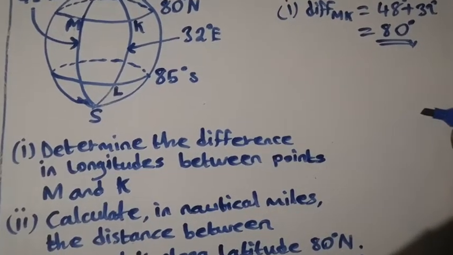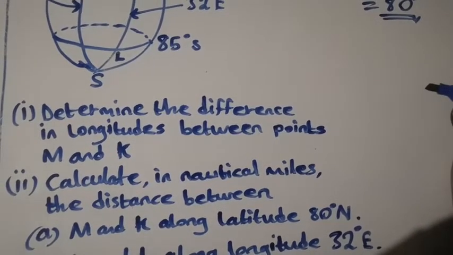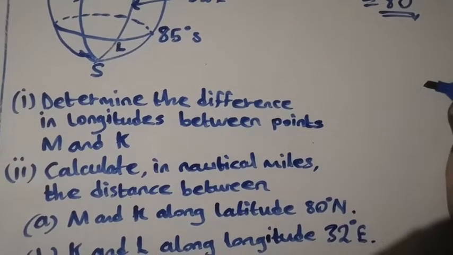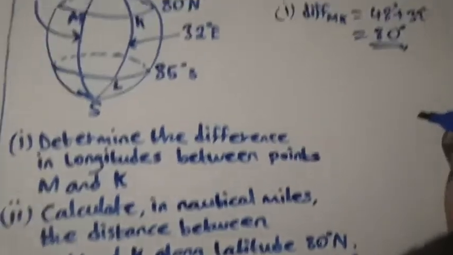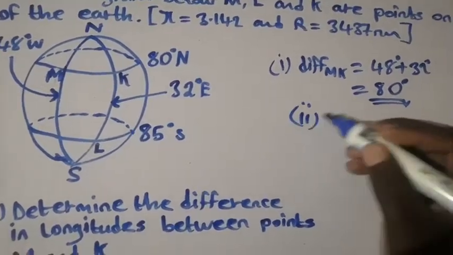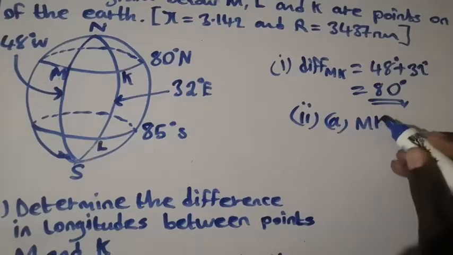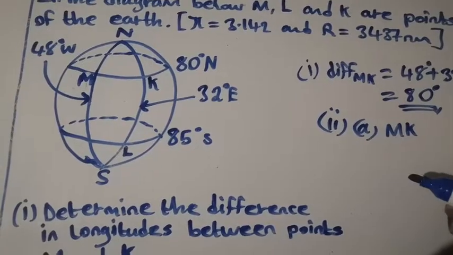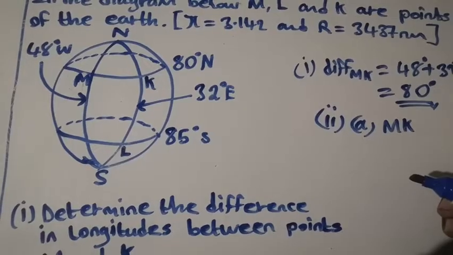We go to question 2, Loma numero 2. Calculate in nautical miles the distance between M and K along latitude 80 degrees north. So they want us to calculate the distance between M and K. We have to see where the equation is coming from. It is coming from the circle of latitude, which is the small circle.